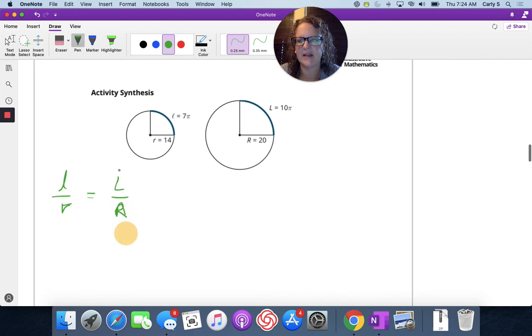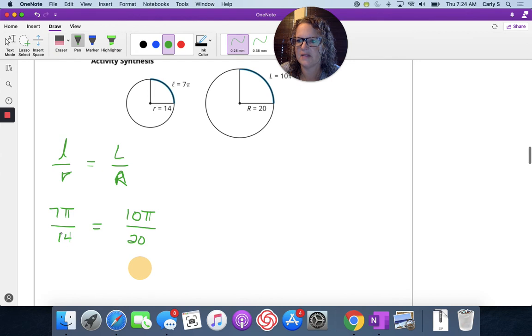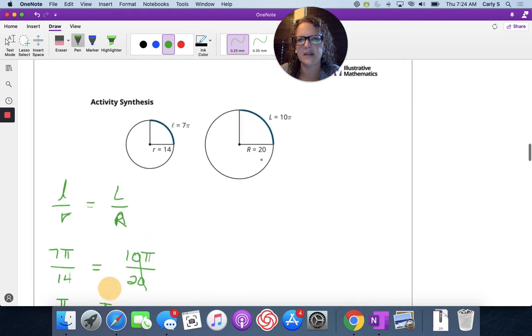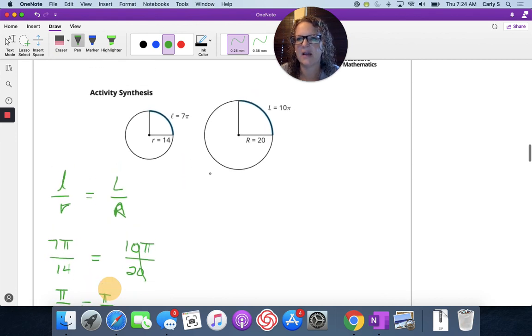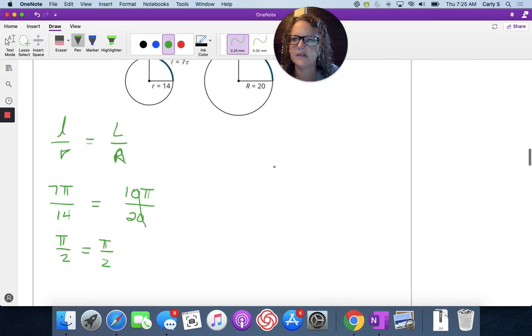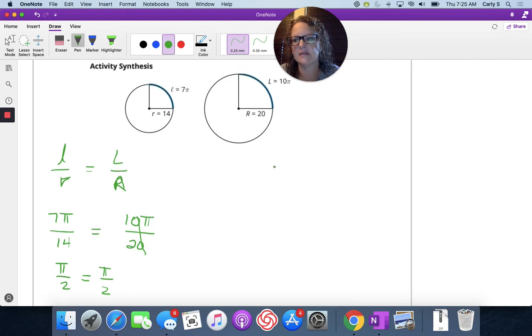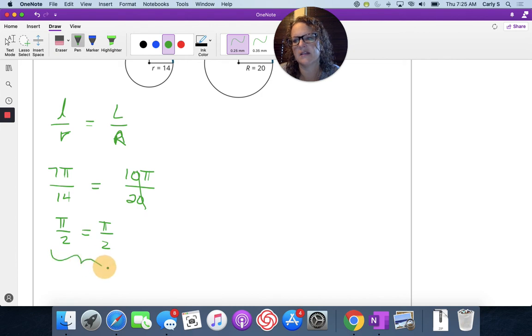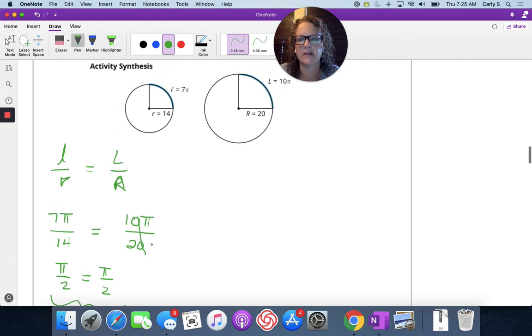So I can say, I got little and big, 7 pi over 14 equals 10 pi over 20. Let's simplify that. This simplifies to 1/2, so pi over 2, and this also simplifies to 1/2, pi over 2. So what was our scale factor here? Looks like it's 1/2. So to keep these proportions, these are dilations because we've shown that the left and the right side of the equation are equal to each other.